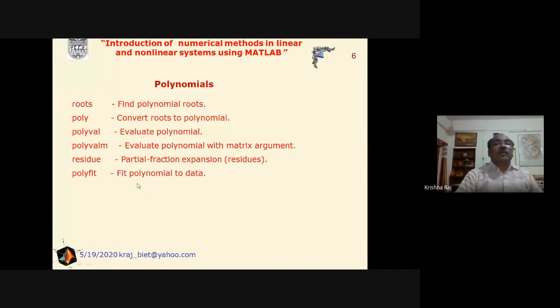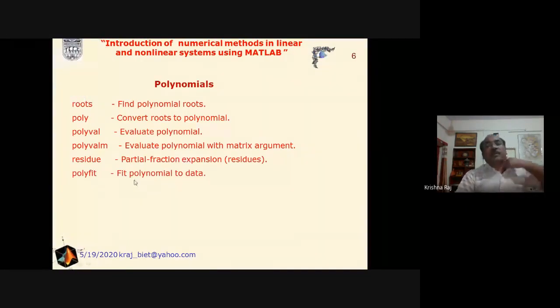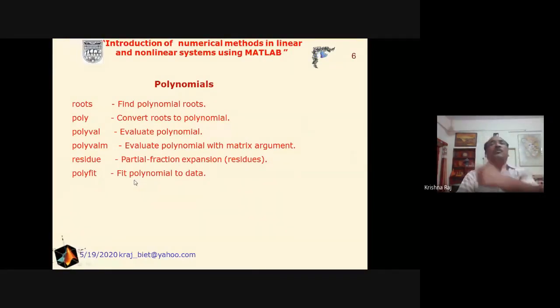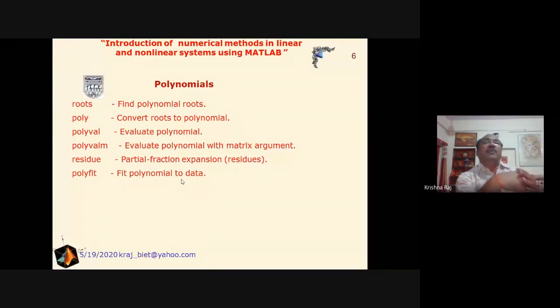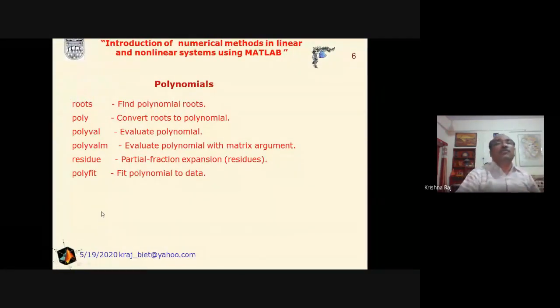Polyfit. Somebody asked one question about this yesterday. We are just coming to curve fitting and polyfitting here. For that purpose, we have to use polyfit, which fits a polynomial to the given data. We have to derive a polynomial which tries to approach the given data. If data are given and we are interested in designing a particular system, then naturally we have to follow this concept, this algorithm or command.